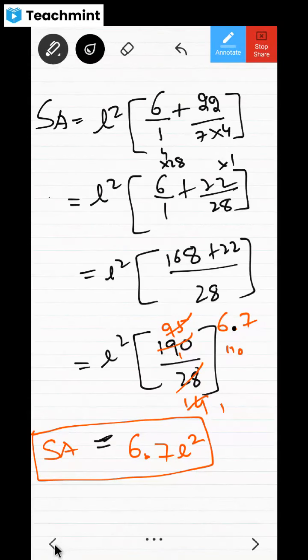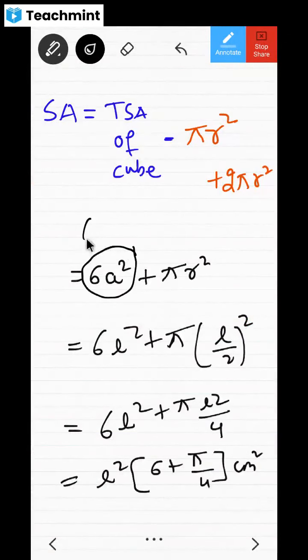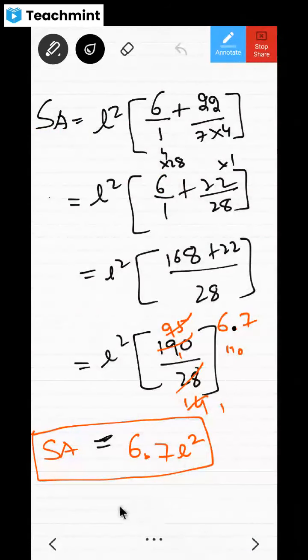Now look at this. Very simply you observe, 6a square means what was this answer? I would have got 6l square, no? Then pi r square means something has been added to 6l square. That's why it has become 6.7l square or not? Yes, sir. This is how you need to confirm the answer also.